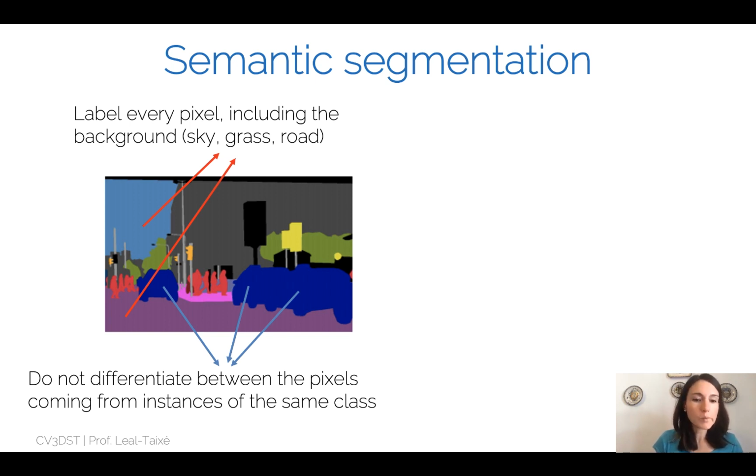You see, for example, here that we're labeling all the pixels belonging to these three cars with the same label, which is the label car. So in semantic segmentation, the objects that can be counted, like cars or people, are treated in the exact same way as the objects that cannot be counted, like sky, grass, or road.